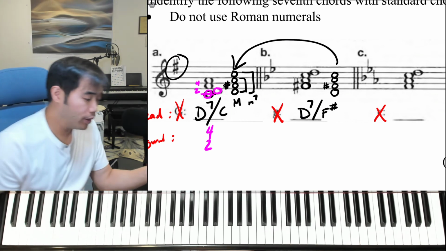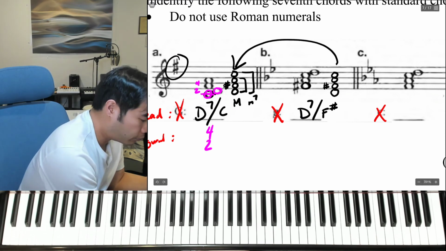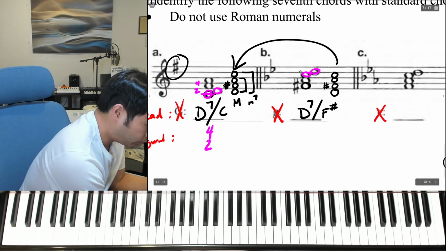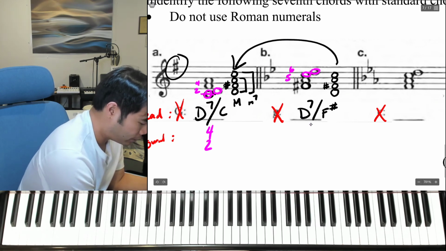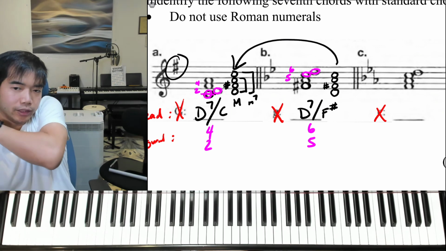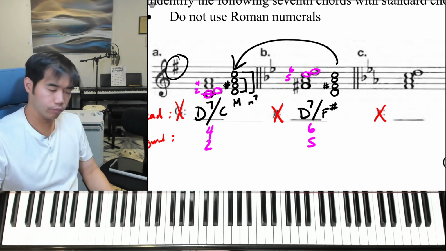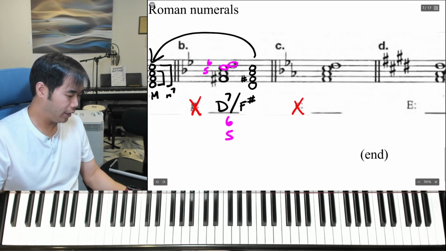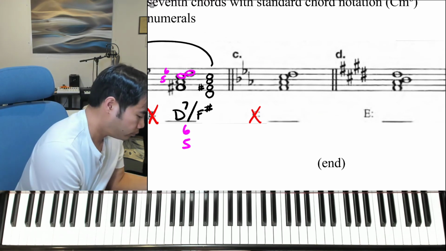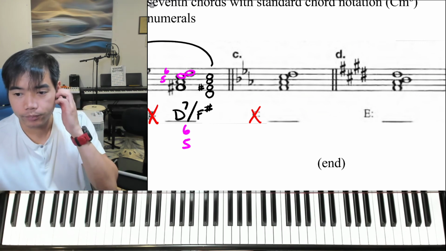And now we need to determine the figured bass. To do that, we're just looking for the second. The second is on top, which means we're dealing with a 6-5, first inversion. The third is in the bass. Okay, let's look at the next one here. One more together. Example C.